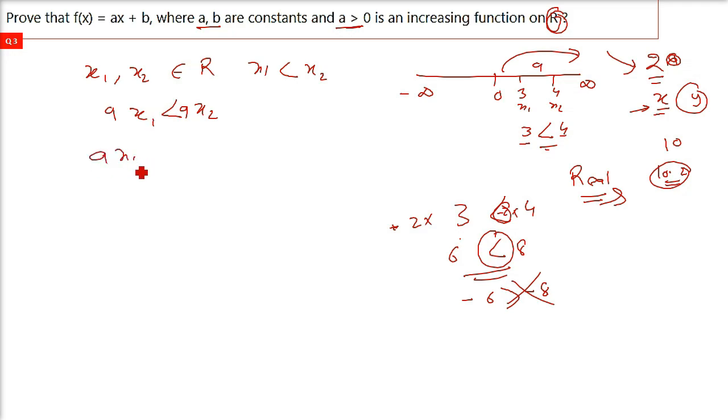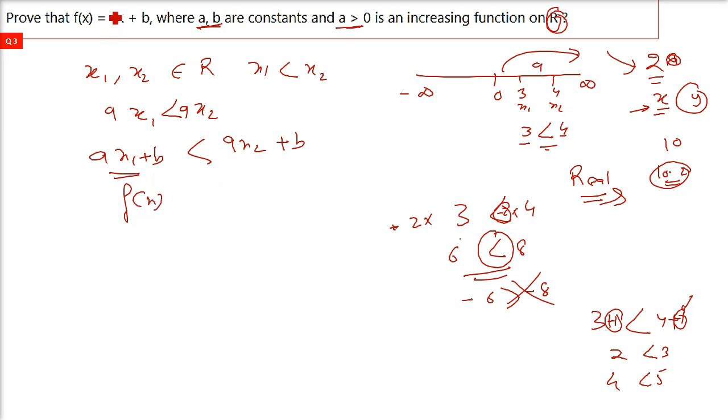Now add b here. Take any constant b which is given in the question and just add. Again, b is a constant. It can be positive, it can be negative, because it is a real number. I am saying 3 and 4 are there. If I subtract 1 from both sides, it will be 2 and 3. Or if you add, say, 1, it will be 4 and 5. In both cases, 2 is less than 3 and 4 is less than 5. So even if you add b, the less than relationship will not change.